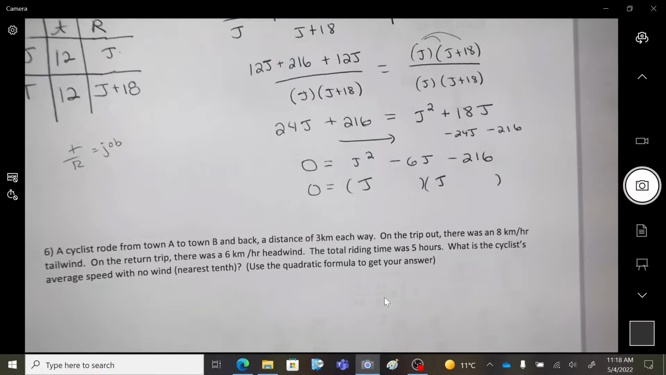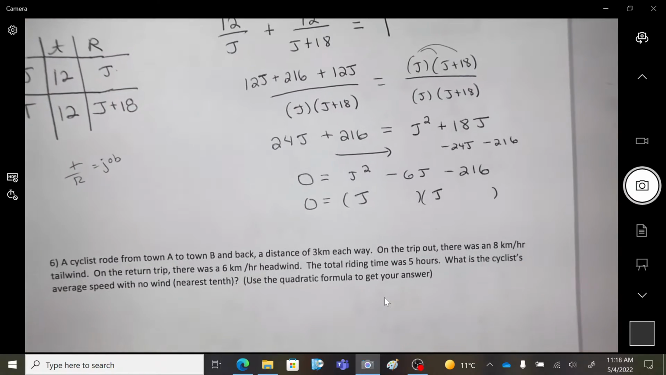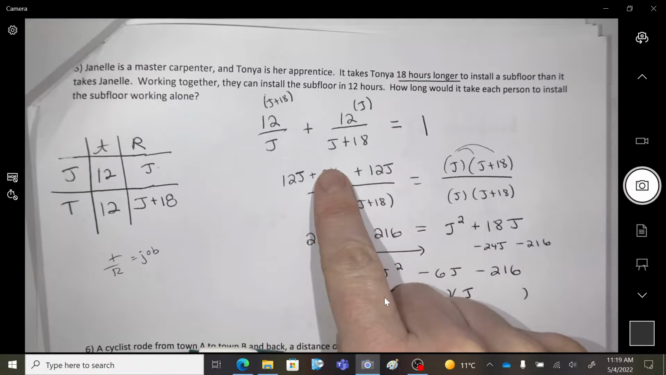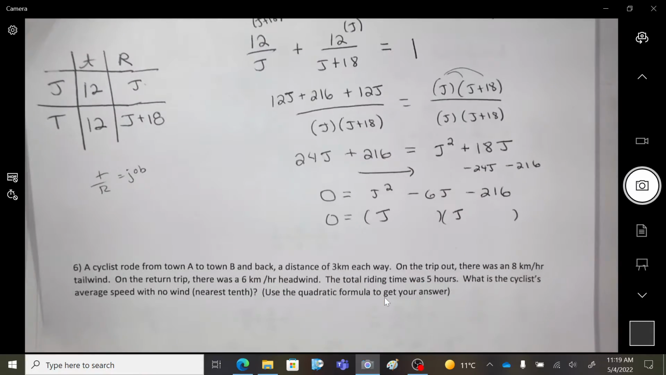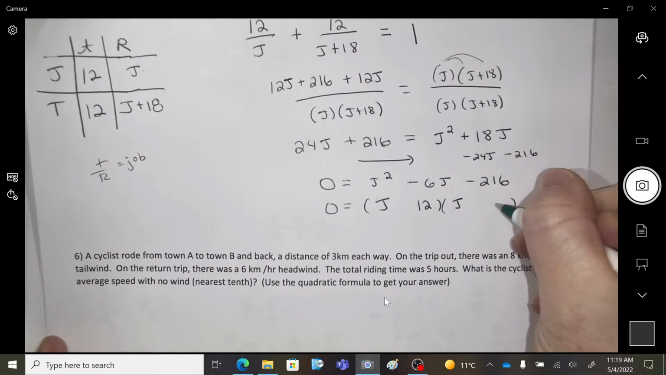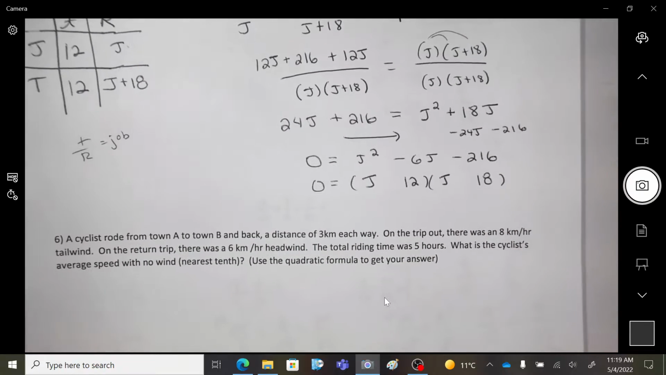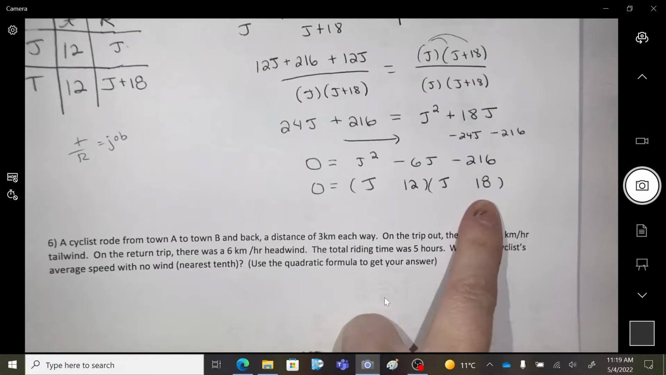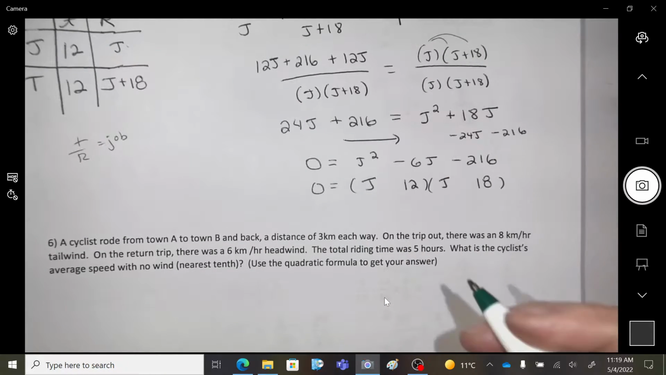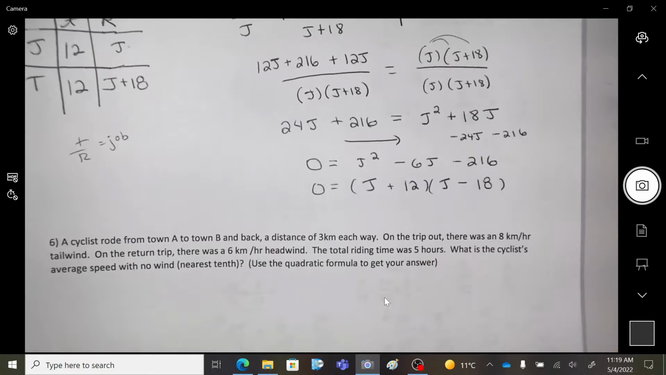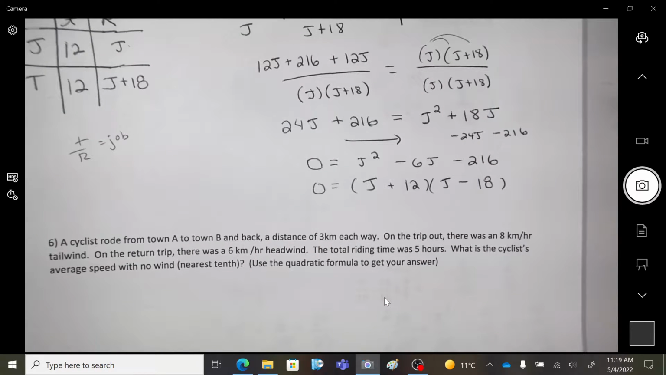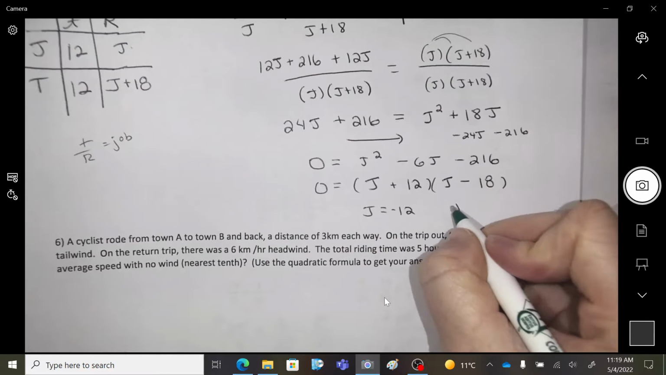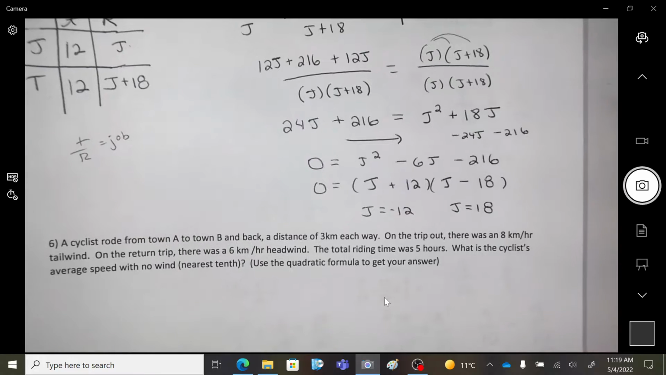That probably would take you a long time on your calculator if you were just guessing. But do you remember up here? 12 times 18 was 216. So 12 times 18 makes 216. And I need to add to negative 6. So j equals negative 12 and j equals 18.